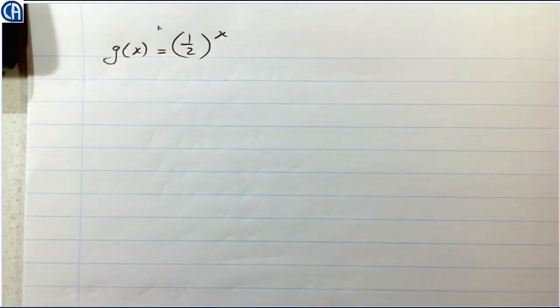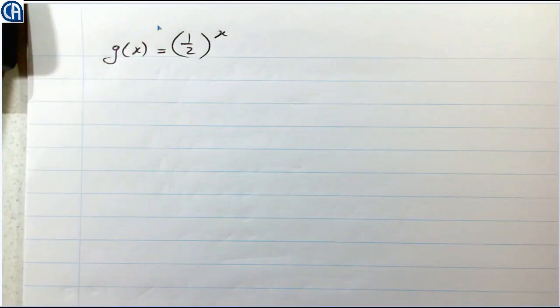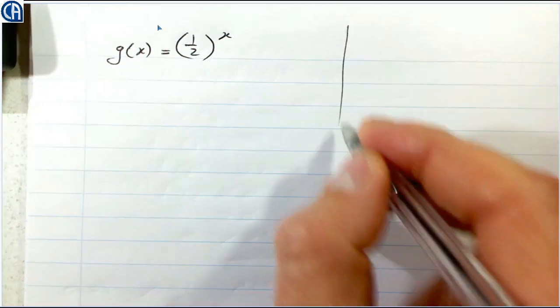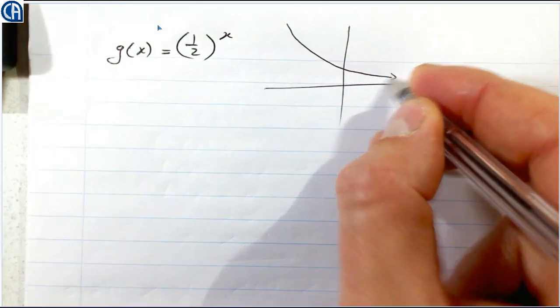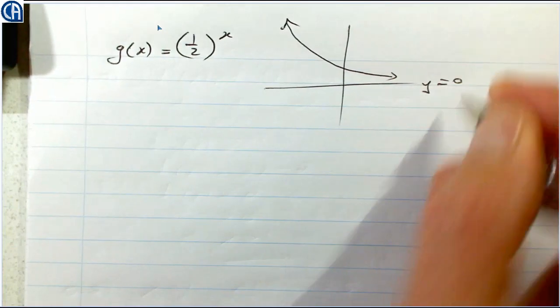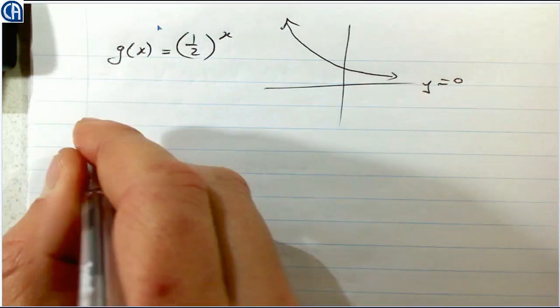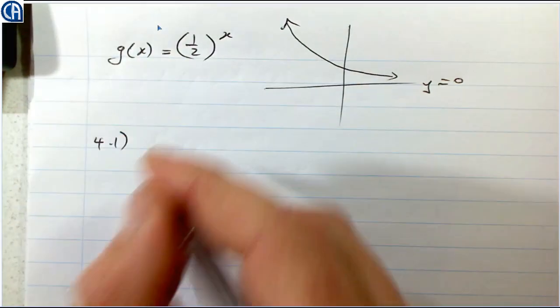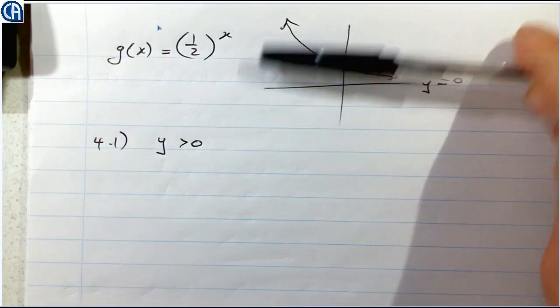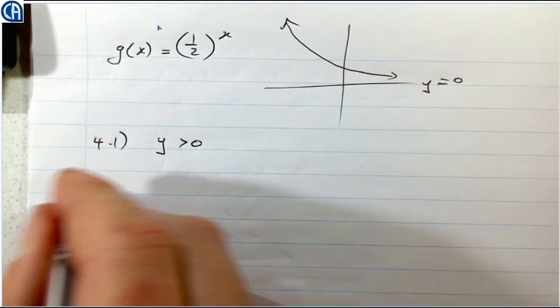Welcome back. Right, so we are looking at this question over here. So g of x is equal to (1/2)^x, which means it's a decreasing exponential function. So if you think about it, it's going to look like that, where the asymptote is at 0. So the first question is, write down the range of g. So the range of g is where y is bigger than 0. So it's got to be higher than the asymptote.